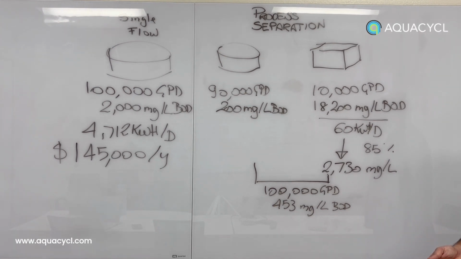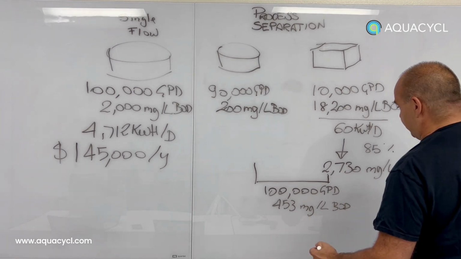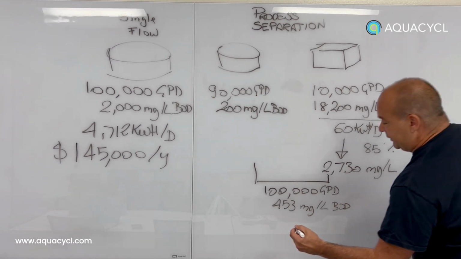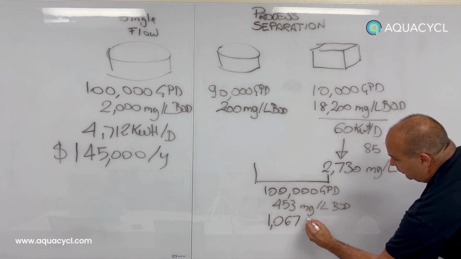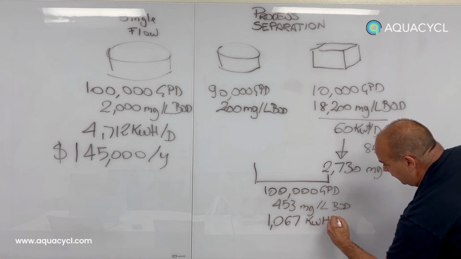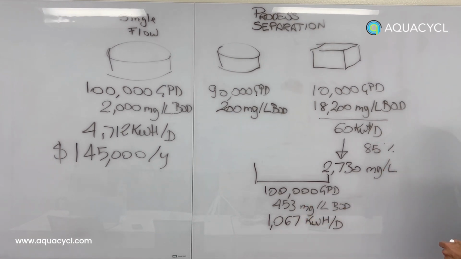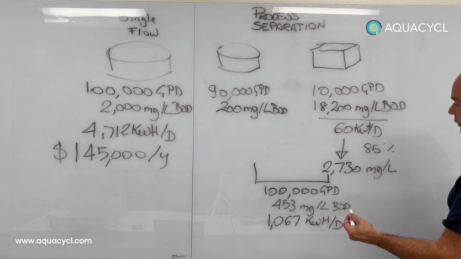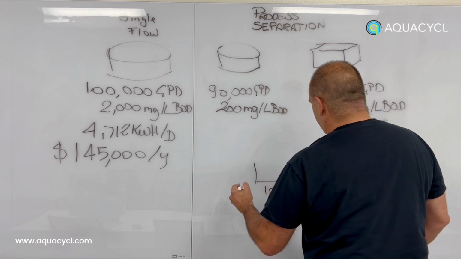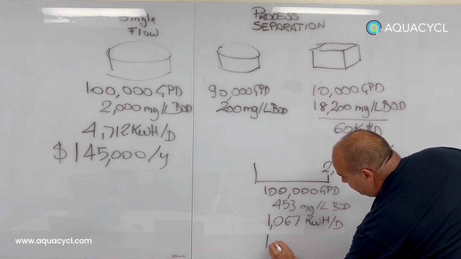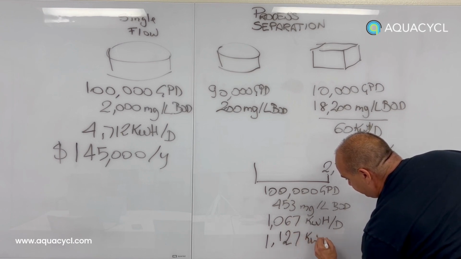Since we have a lower concentration for that treatment, the energy consumption will be much lower, and we will need 1,067 kilowatt hours per day to treat that water. So the total consumption for the entirety of the treatment will then be 1,127 kilowatt hours per day.